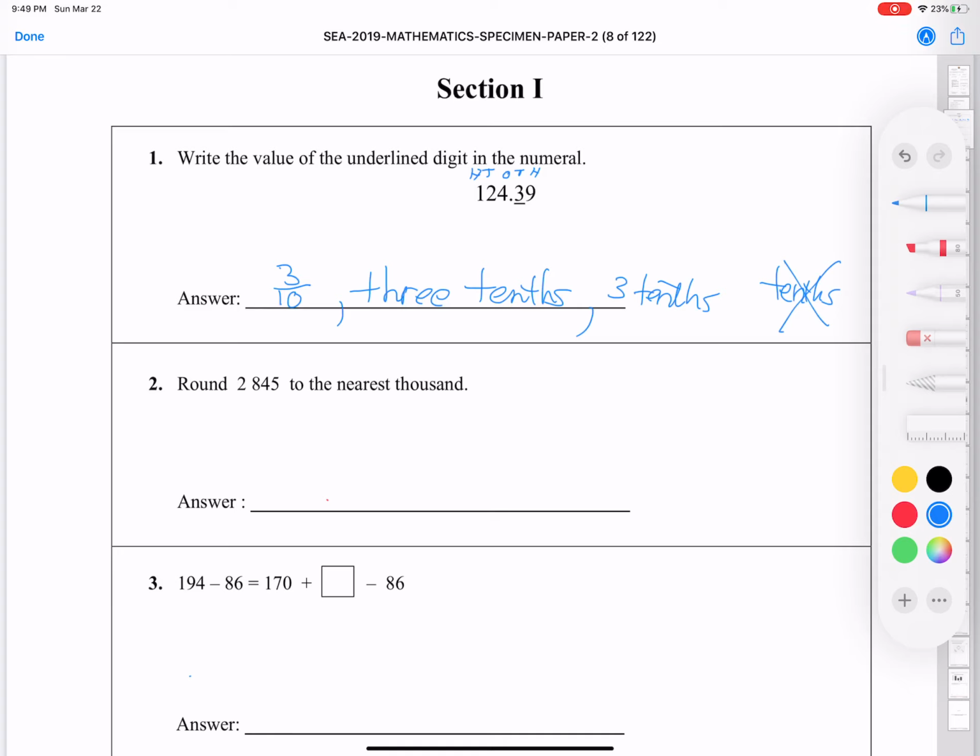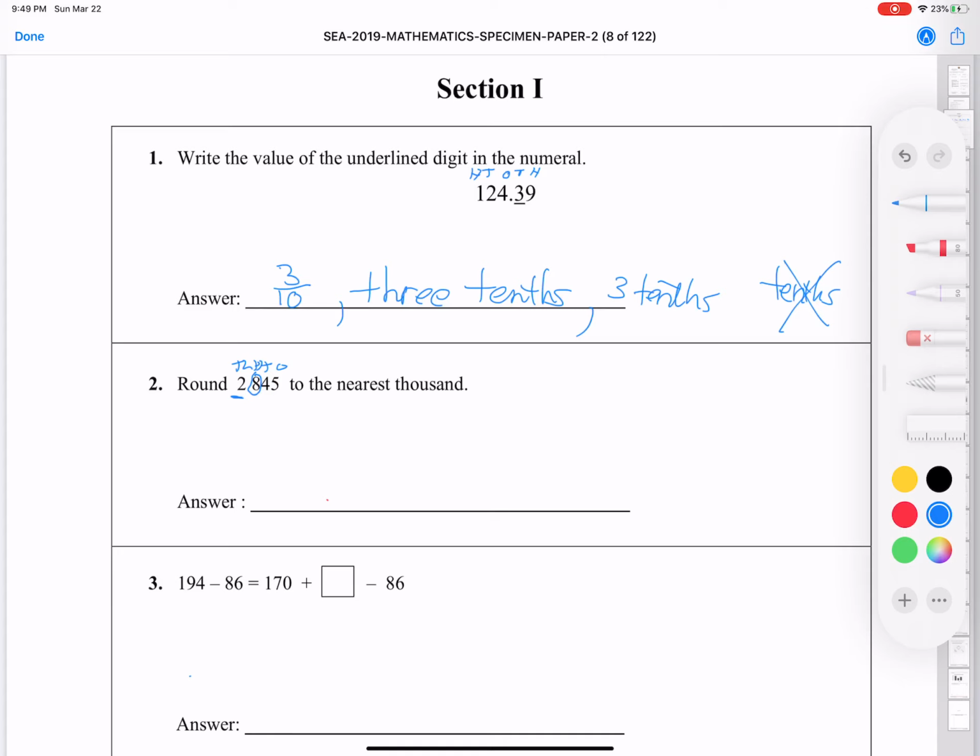Round off 2,845 to the nearest 1,000. You were taught that when you round off to the nearest 1,000, you underline the thousands digit. Ones, tens, hundreds, thousands. Underline the thousands digit, circle the hundreds digit. You look to see if the hundreds digit is 5 and greater, or if it's less than that. If it's 5 and greater, you add 1 to the thousands. In this case, it is greater.